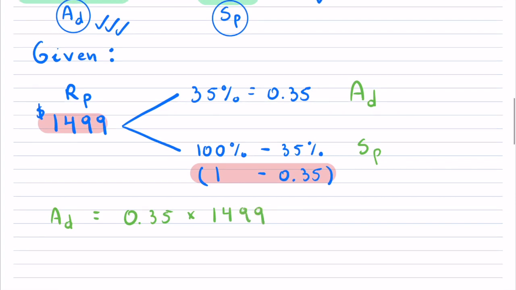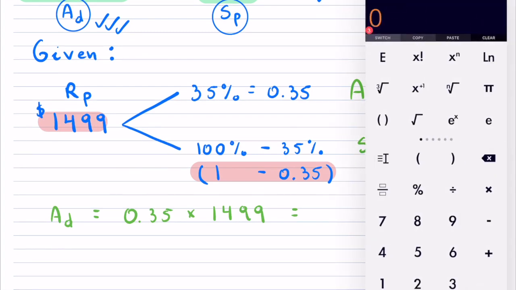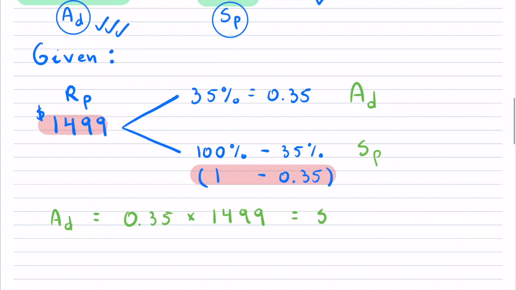And this can give me an answer, so I can take this out. So 0.35 multiplied by 14.99, and I get 524.65. And yes, so please round it to the cent because it is money.